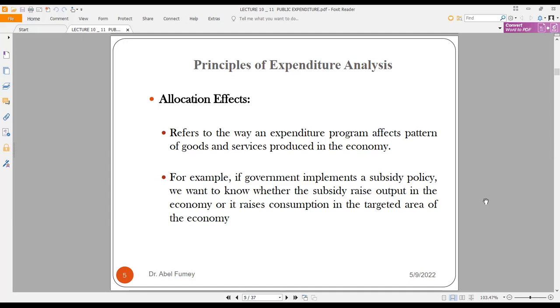So if the government is imposing a subsidy on goods and services, is it actually going to reduce the cost of production so that the firms can produce more, or is it just targeting consumers so that the consumers can actually buy more of these goods and services just to increase the consumption level? So whenever government spends, we are just using that spending to analyze how the expenditure is going to affect consumption and production patterns in the economy. So that is the allocation effect. After the spending, what effect do we have on consumption and production?